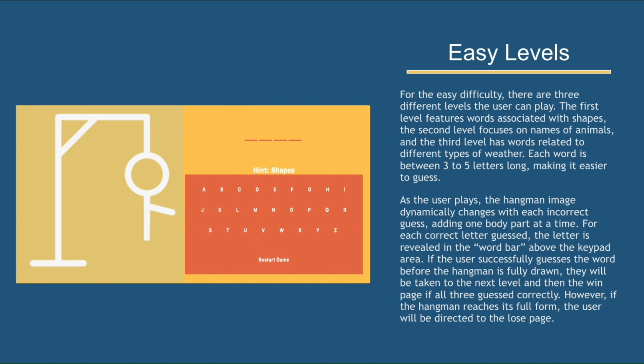As the user plays, the Hangman image dynamically changes with each incorrect guess, adding one body part at a time. For each correct letter guessed, the letter is revealed in the word bar above the keypad area. If the user successfully guesses the word before the hangman is fully drawn, they will be taken to the next level and then the win page if all 3 are guessed correctly. However, if the hangman reaches its full form, the user will be directed to the lose page.